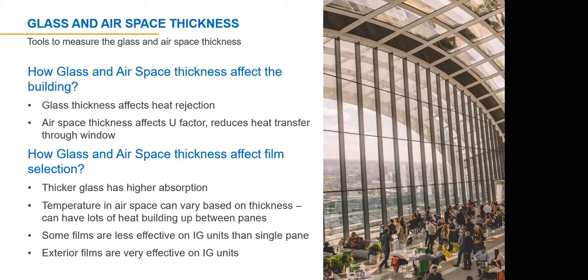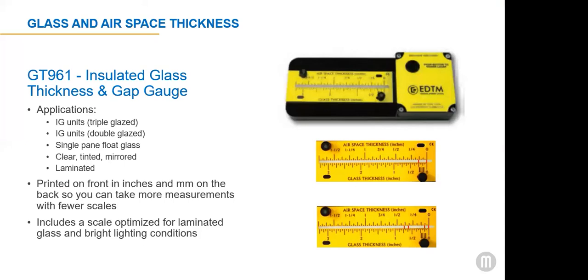Airspace thickness helps with insulation, or the U factor, and slows the heat transfer through a window. The temperature in airspace can vary based on the thickness. Madico recommends the insulated glass thickness and gap gauge. The tool is used to measure glass and airspace thickness in sealed IG units, laminated IG units, and even triple pane units. It uses a laser reflection, and these reflections off the glass surface appear on the graduated scale of the gauge, allowing you to easily determine the thickness of the glass and the airspace separating the pieces of the glass inside the IG unit.